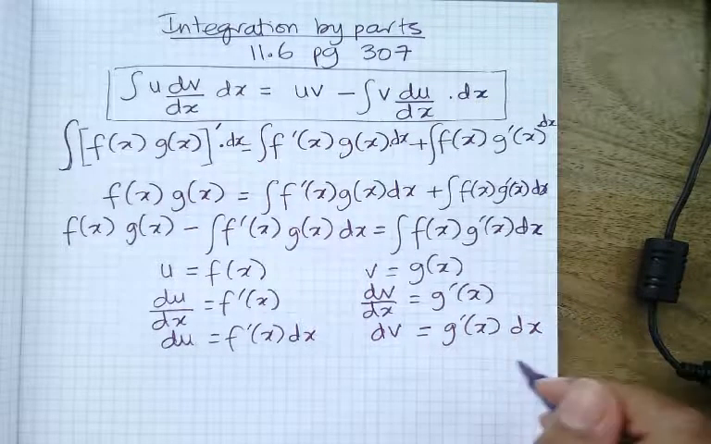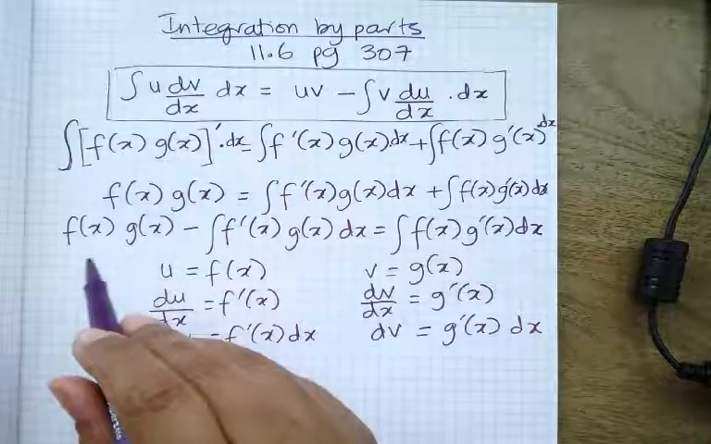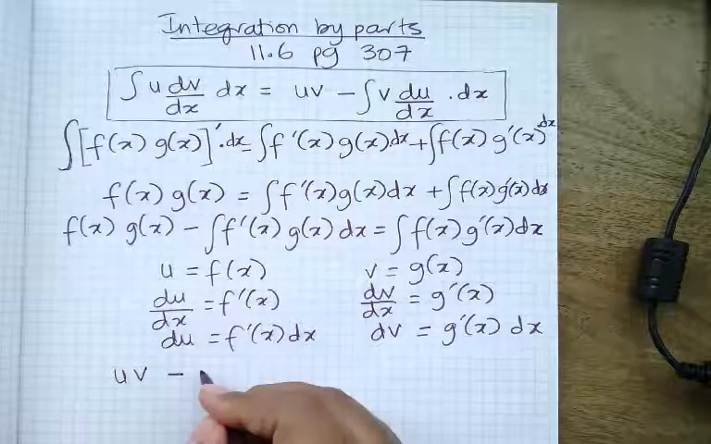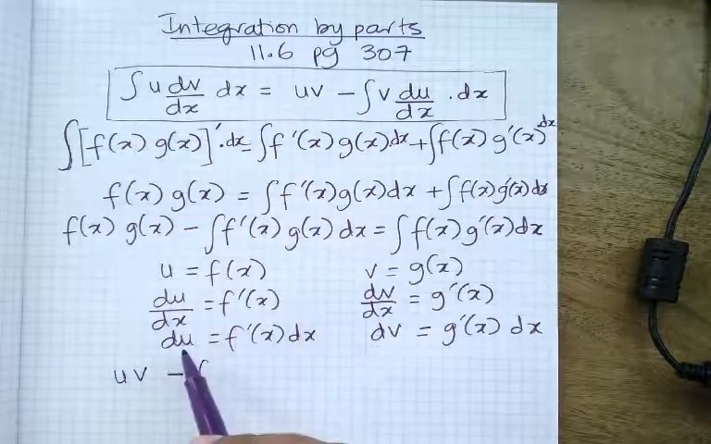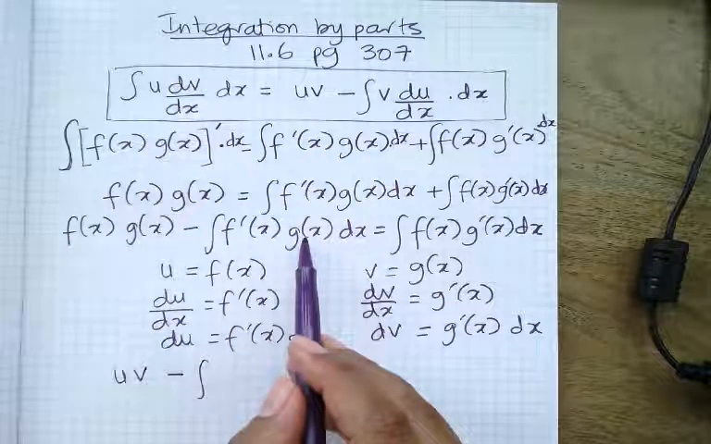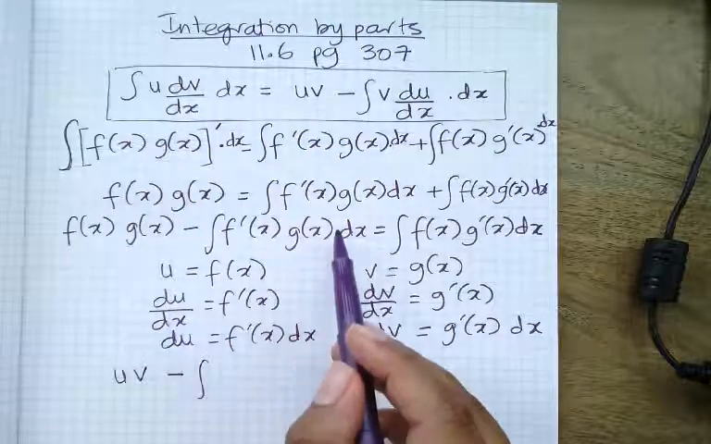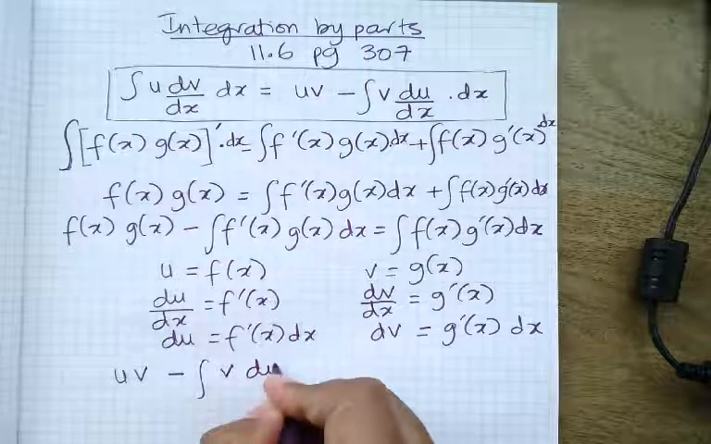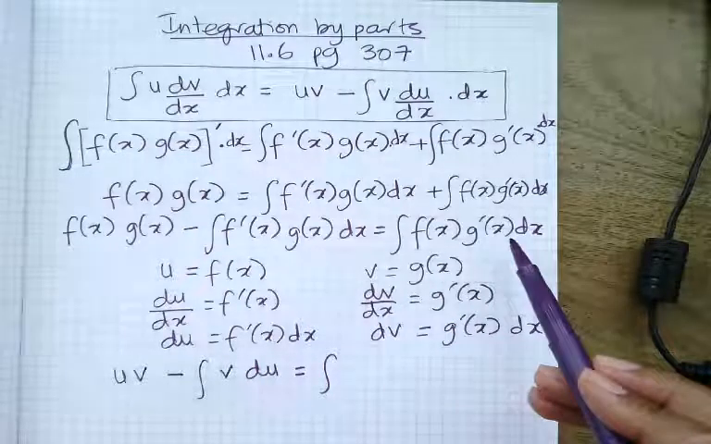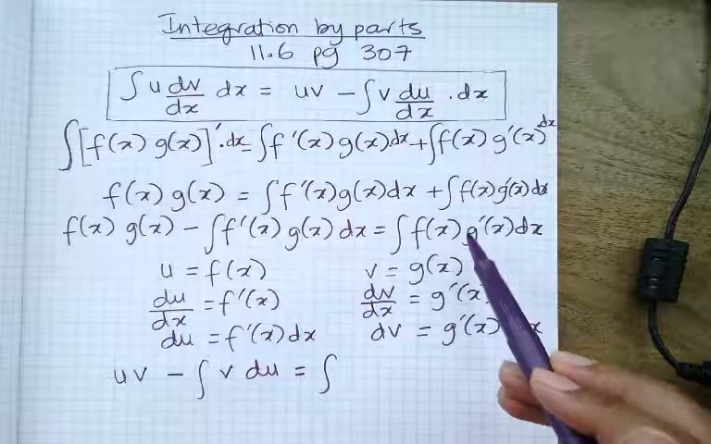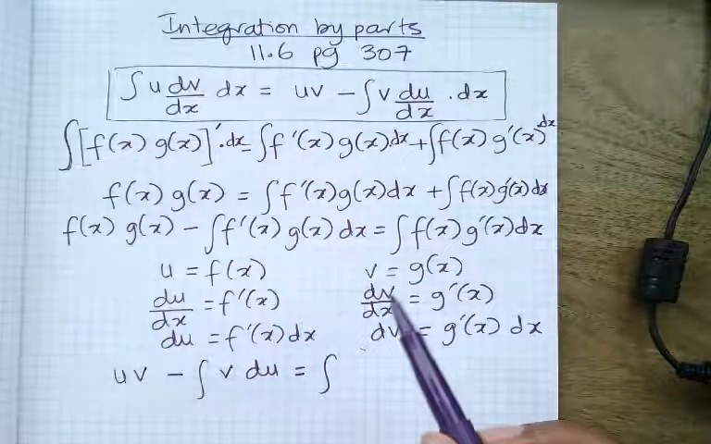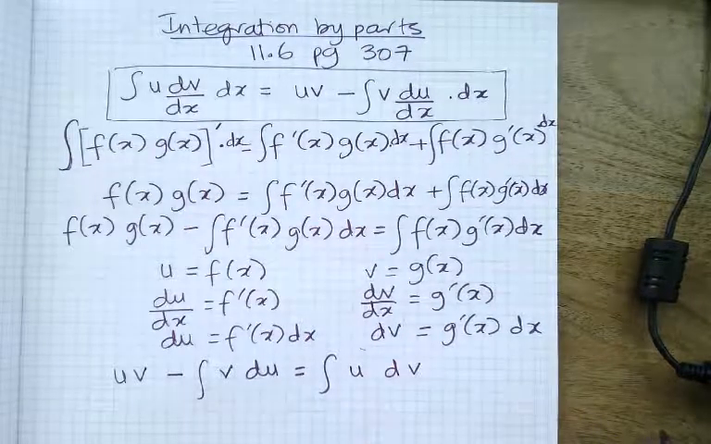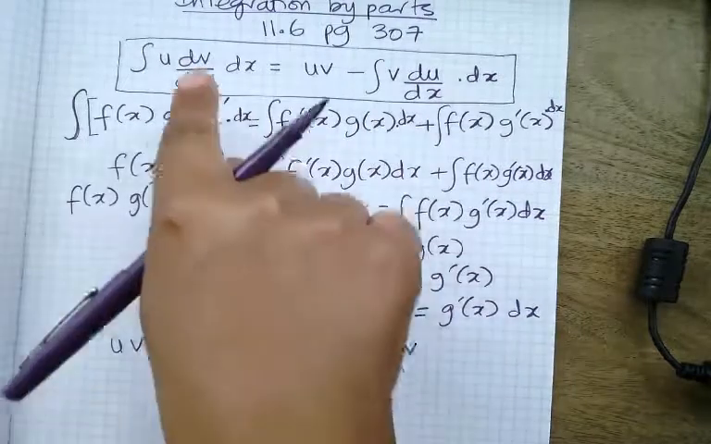And now I'm going to plug all of these into here. If I do that, I'm going to get uv minus the integral of f dash dx, that's du, and g of x is v, so I'm going to write v multiplied by du, equals the integral of g dash dx, which is dv, and f of x is u, so that's going to be u dv.